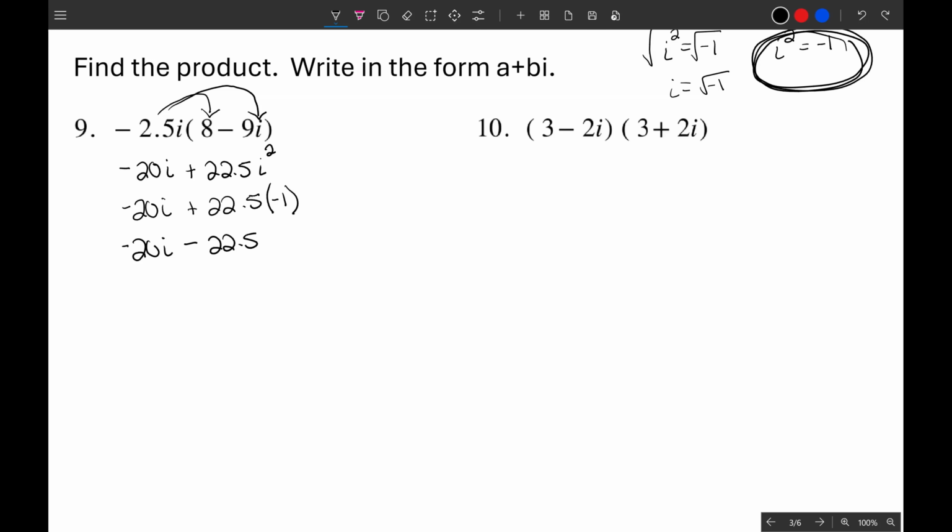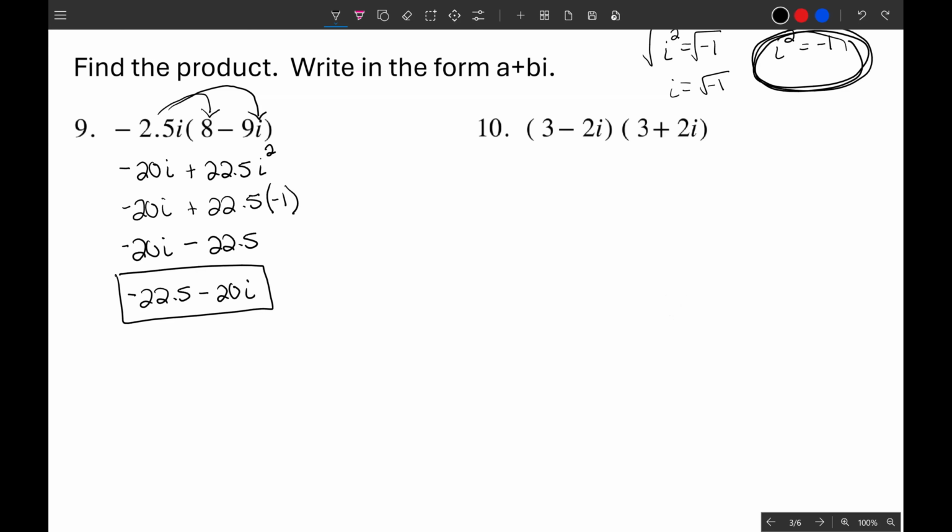Essentially, all that does is it just changes the sign, because now, instead of multiplying by i squared, you're multiplying by negative 1. But now I'm done. I have no like terms. This is it. But it's not in the form a plus bi, so I need to put the negative 22.5 in the front and the negative 20i at the back.